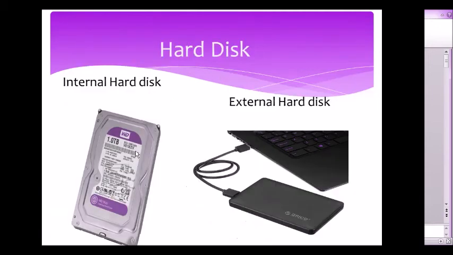Fine. The last one we see is the hard disk. We have two hard disks actually. One is the internal hard disk which is already there in the CPU. In this only we can store our data. Any files we save are stored in this hard disk only.